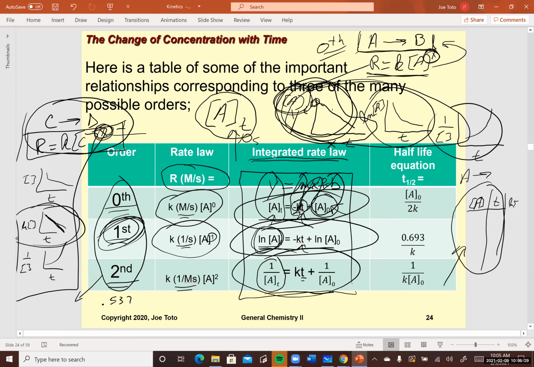Yeah, it makes sense. Okay, cool. All righty, so now we're going to get to this half-life equation. It says T1/2 right here. This equals, for 0th order, the initial concentration over 2 times the rate constant. For first order, it equals 0.693 over the rate constant. It doesn't have any initial concentration involved at all. For second order, the half-life equals 1 over K times the initial concentration.